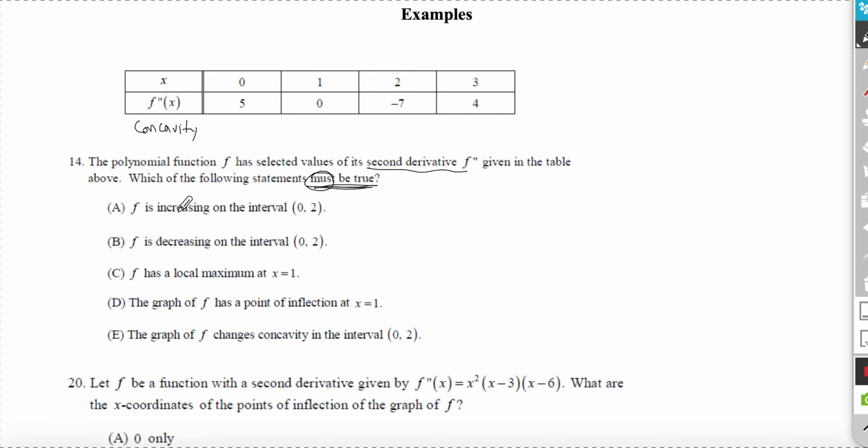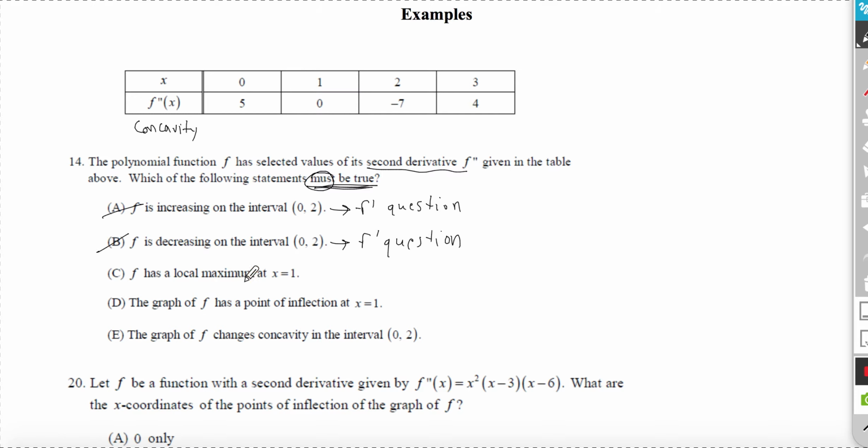So let's see. f is increasing on the interval. I can't tell that from the second derivative. That'd be a first derivative question. If I want to know if f is increasing, I don't know that. f is decreasing. That's also an f prime question. I don't have information to talk about whether or not f is increasing or decreasing. I would need to look at f prime for those kinds of things.